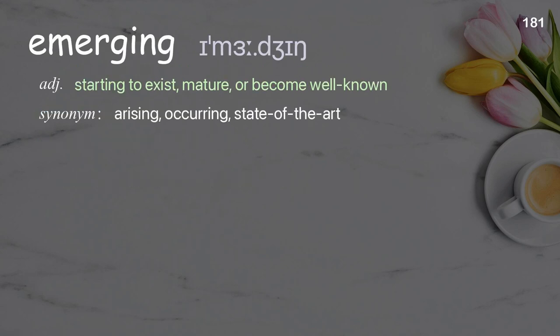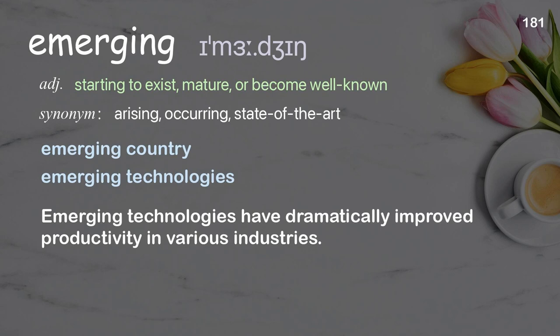Emerging: starting to exist, mature, or become well known. Examples: emerging country, emerging technologies. Emerging technologies have dramatically improved productivity in various industries.